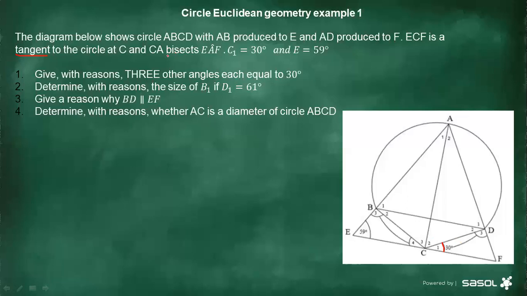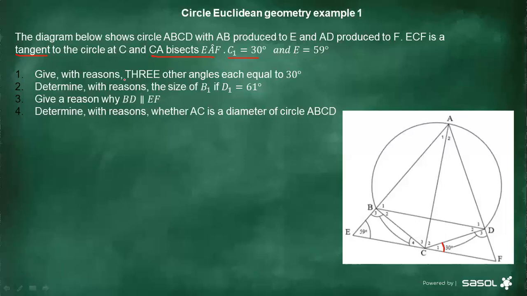The other point which is very important is where they are saying CA bisects. When we talk about bisect, I believe you understand that it means the line is going to share this angle into 2 equal parts, meaning this angle A here, which is angle A1 and angle A2, they are going to be equal. Why? Because this line AC bisects that angle, right? Bisect means cut into 2 equal parts. Of course, we have angle C1 there as 30 degrees and angle E as 59 degrees.